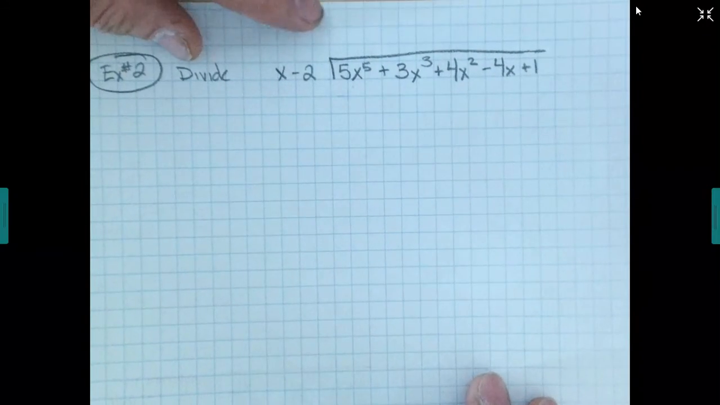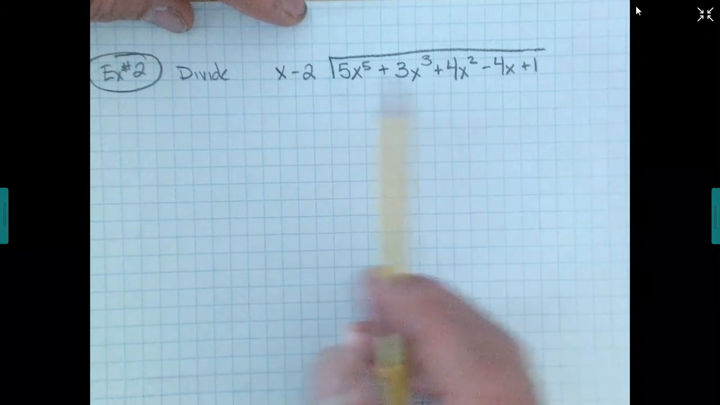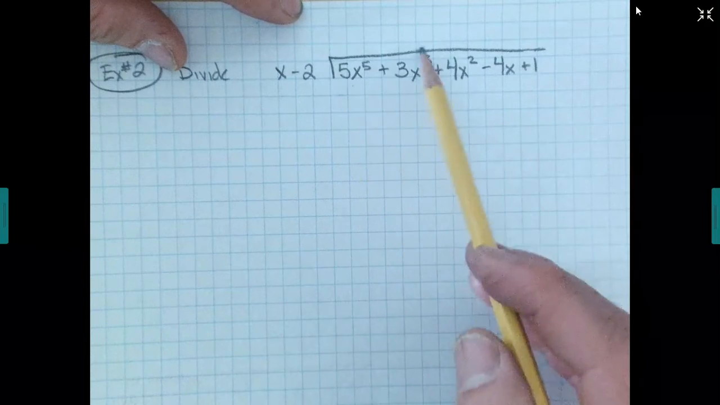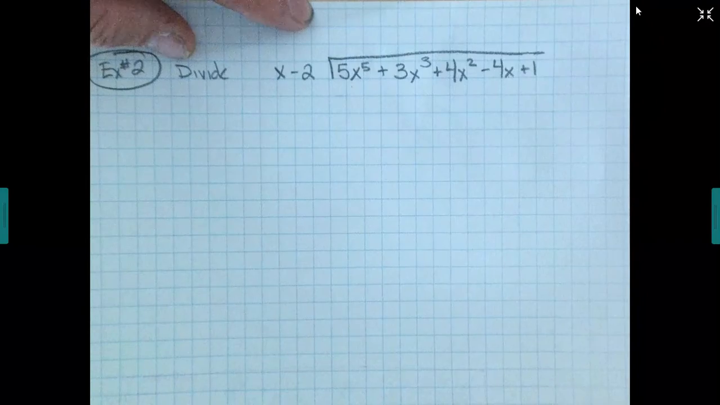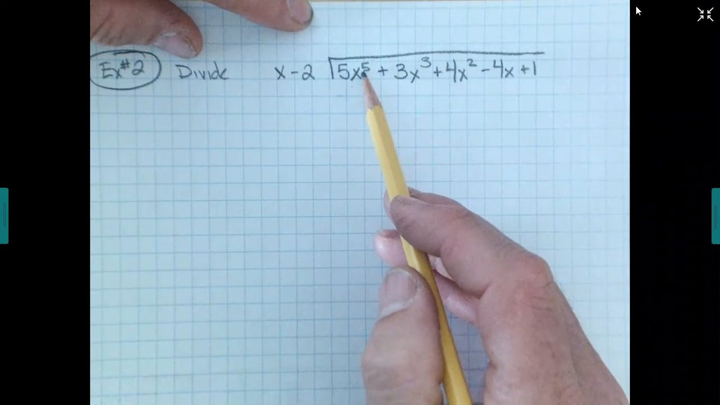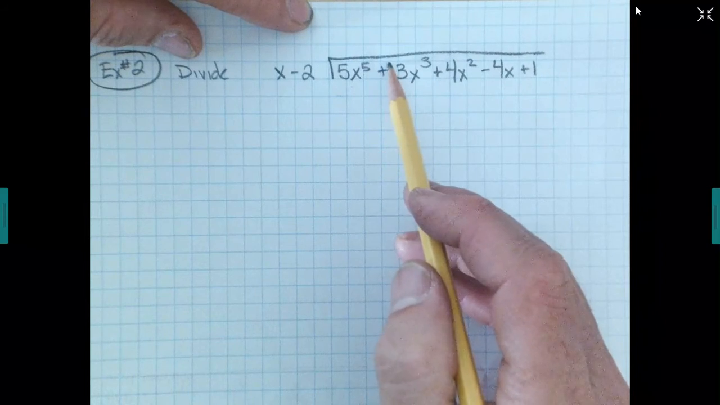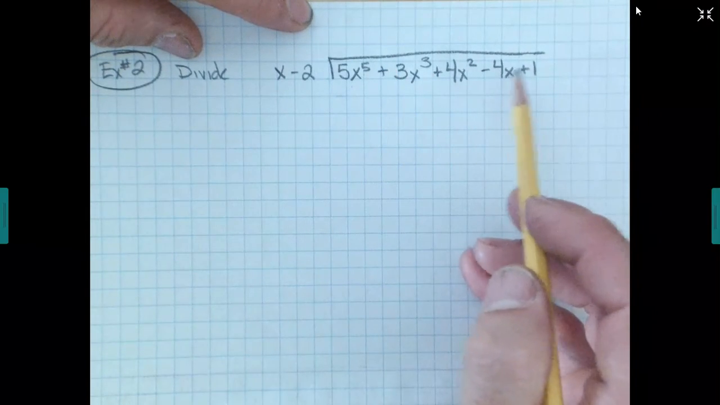Okay, so here we go. If we were to do long division, which we did today, this would take a minute. But with synthetic division, it'll go a fair bit more quickly. So let's look at this. We've got the powers 5, 4, 3, 2, 1, 0.